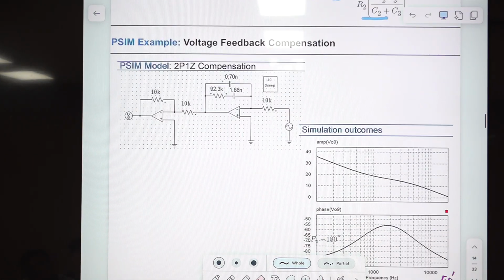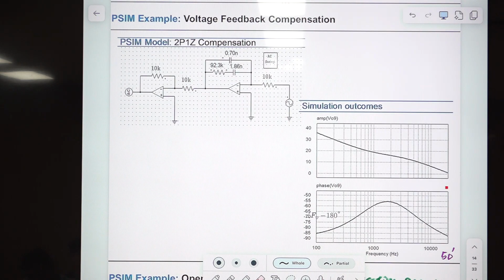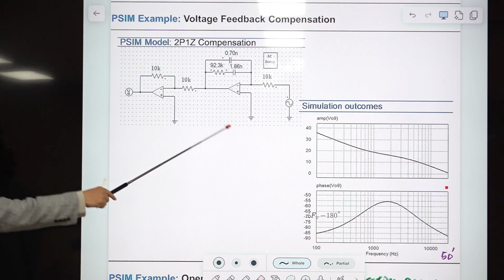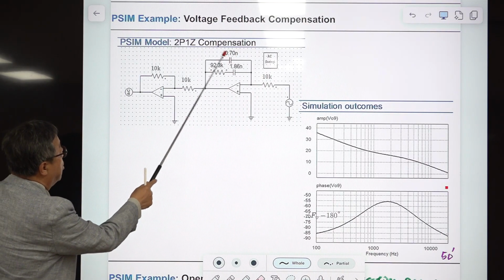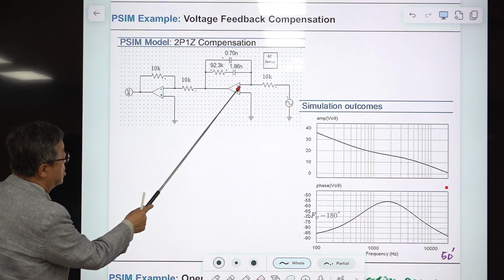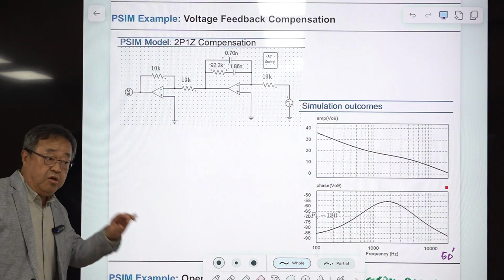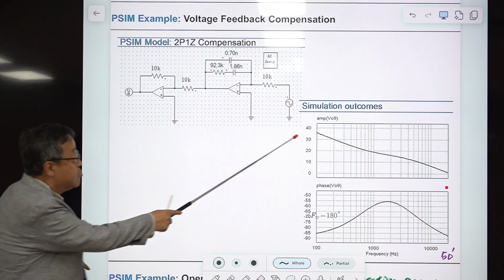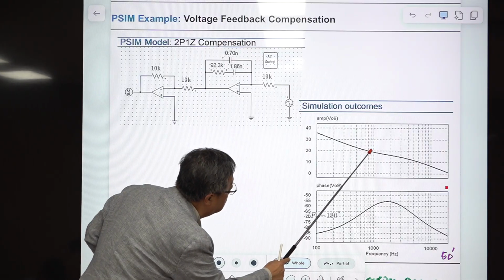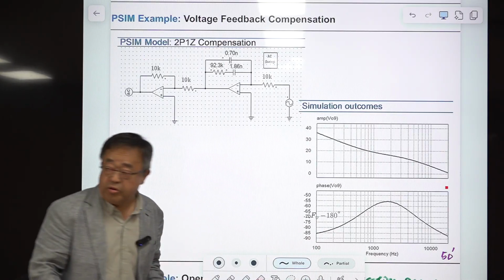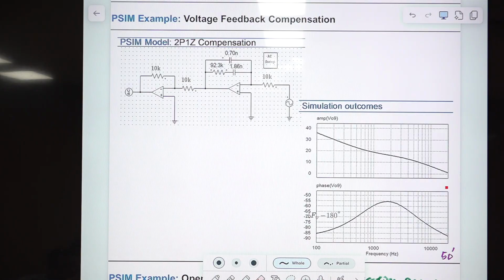Right, we have this. And this is the very simple demonstration of PSIM simulation of this. This is the compensation value we are using, the parameter values we are using. So this will generate 2 pole 1 0 compensation. So this is the origin, the integrator, and 1 0 and 1 pole here. Because the corner frequencies are crowded, you are seeing something like this.